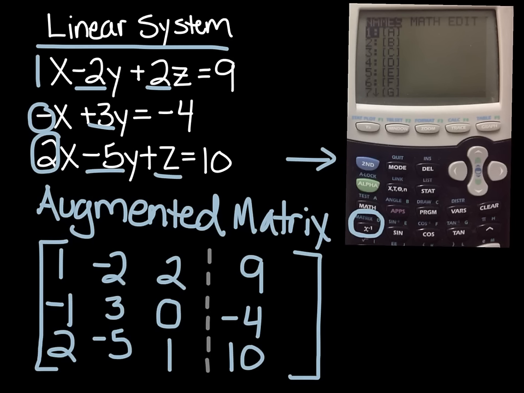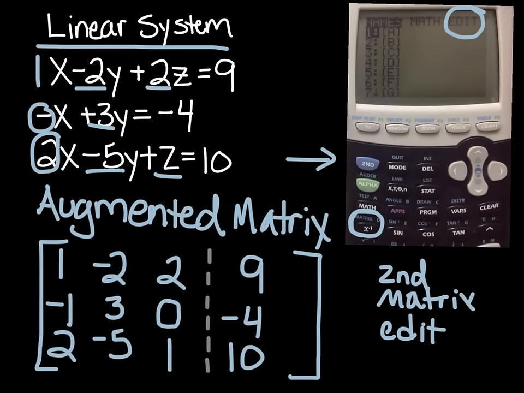The next thing you're going to do is choose edit. So you're just going to arrow over to edit. And you can select any of the letters. I just went with matrix A. And it's going to ask you up at the top to fill in how many rows and columns. So this is 3 rows and 4 columns for the matrix that we just wrote down.